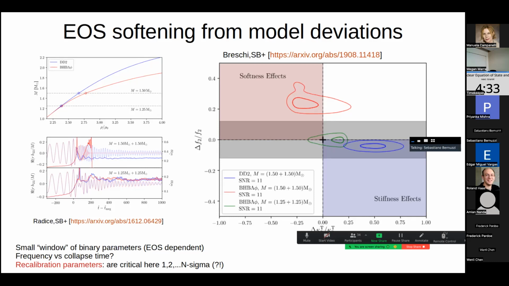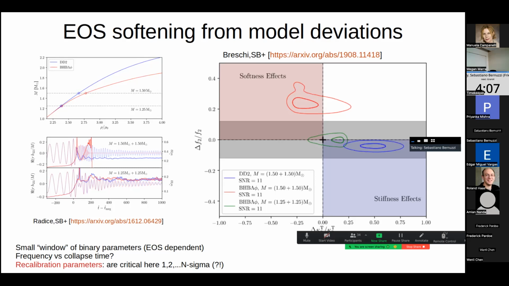Another thing is that what you typically measure here is the violation. So you do the inference with the model, which contains a quasi-universal relation, and then you measure a violation of this quasi-universal relation. But as we just commented, we know that these quasi-universal relations are not perfect.